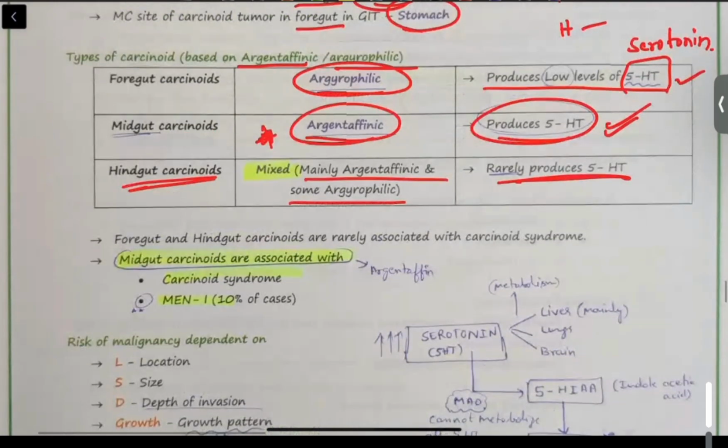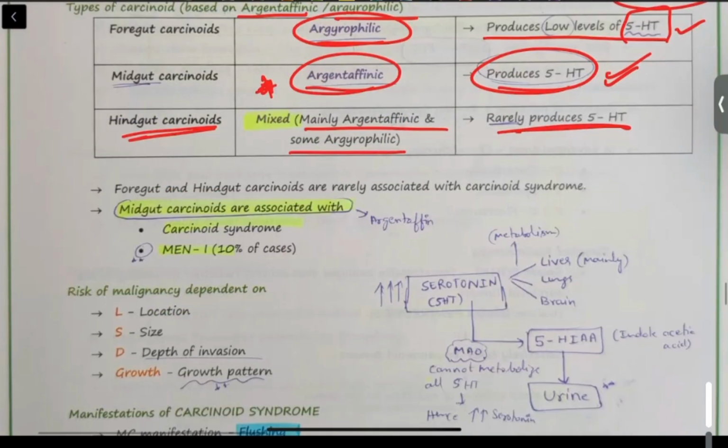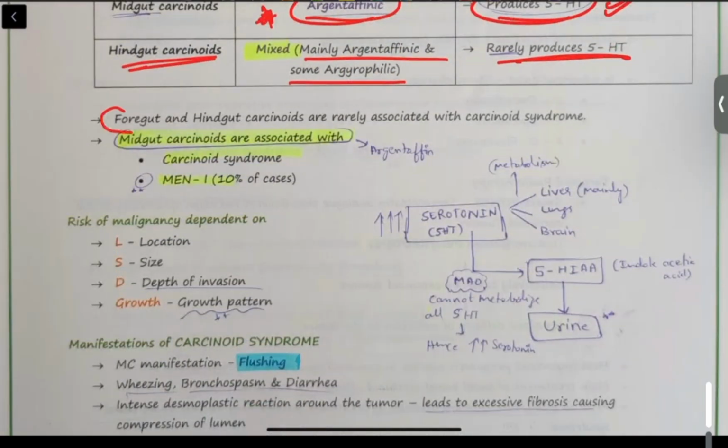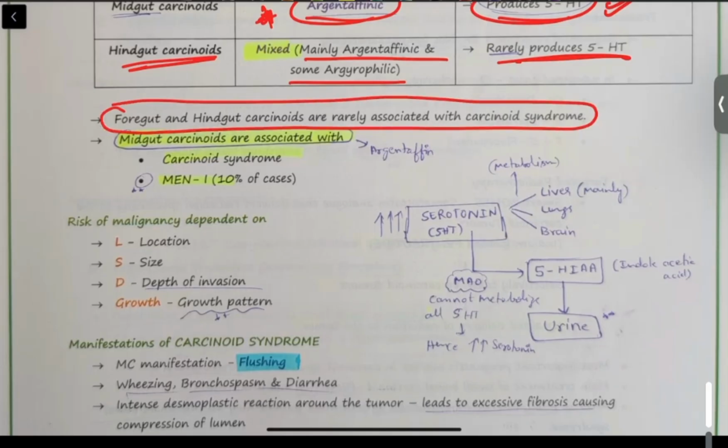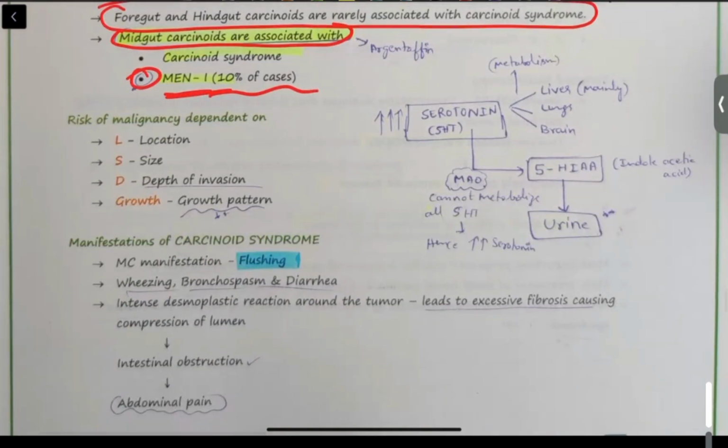Based on the serotonin, all the clinical features of carcinoid tumor will be there. Hence it is important to know which carcinoid will have how much level of serotonin. Foregut and hindgut carcinoids are rarely associated with carcinoid syndrome. Usually it will be seen in case of midgut only, and that is associated with MEN1 syndrome also in 10% of the cases. So basically the risk of malignancy is dependent on location, size, depth of invasion and growth pattern.